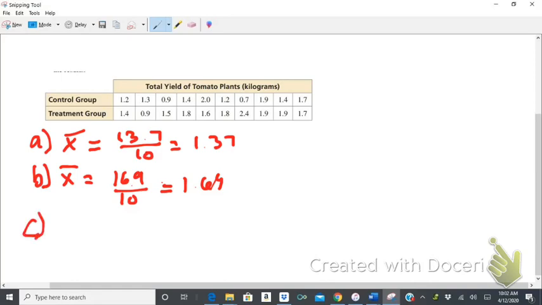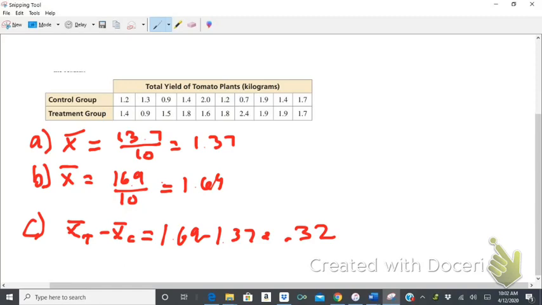So part C says find the experimental difference of the means, which basically just means I take the mean of the treatment and subtract the mean of the control. So I take the mean of the treatment minus the mean of the control, and I get 1.69 minus 1.37, which tells me that the difference is 0.32. Now if that is positive, then right now I've done everything that I needed to do. That shows me that the information is good.